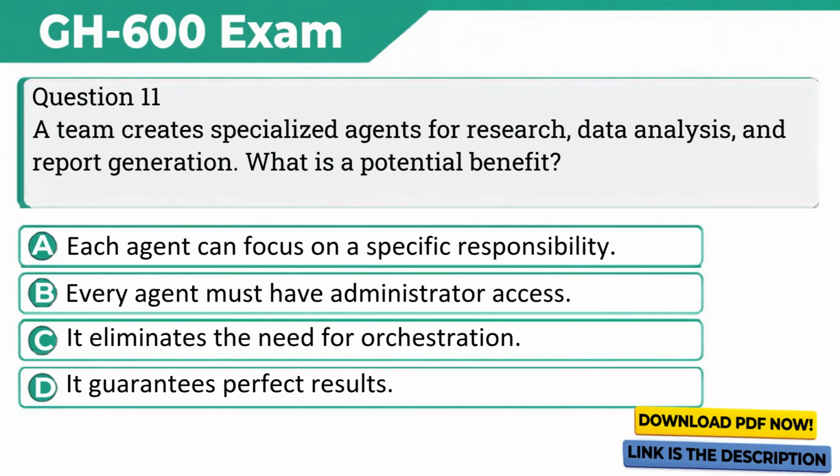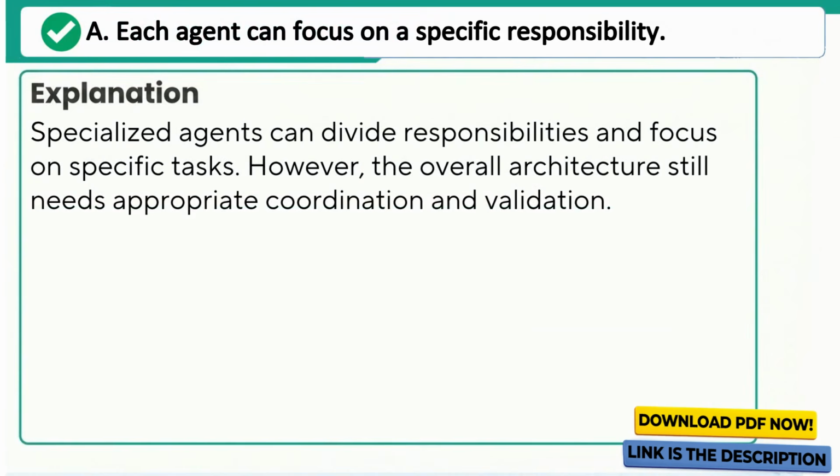C. It eliminates the need for orchestration. D. It guarantees perfect results. Correct answer. A. Each agent can focus on a specific responsibility. Explanation. Specialized agents can divide responsibilities and focus on specific tasks. However, the overall architecture still needs appropriate coordination and validation.